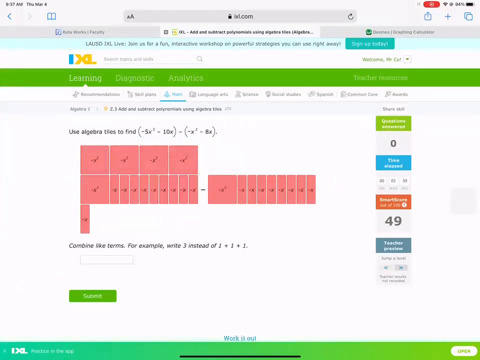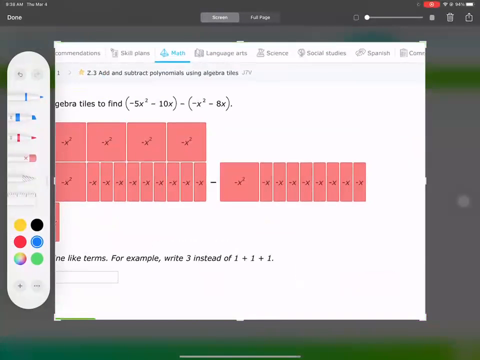Let's try another problem, similar. Negative 5x squared minus 10x, and we're going to make everyone here negative, right? So we're going to flip the signs. A negative times a negative is a positive x squared. A negative times a negative is a positive 8x. Okay, now we can combine like terms. Negative 5x squared and a positive 1x squared: negative 5 plus 1 is negative 4x squared. And the 10x and the 8x, these are like terms. Negative 2x.